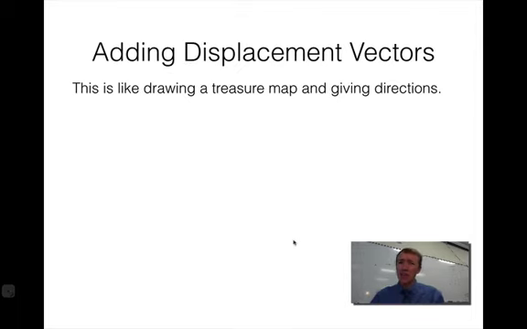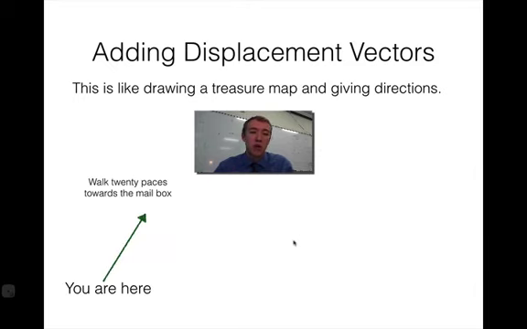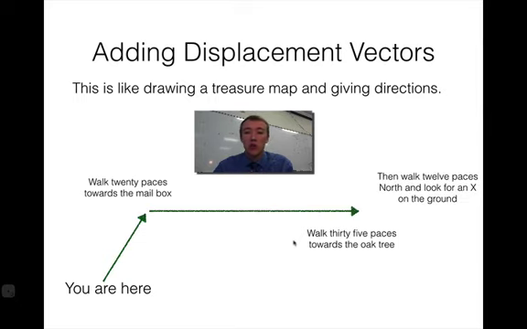All right, let's get into adding displacement vectors. Knowing what a vector is is important. Adding is where they really become useful. It's kind of like drawing a treasure map. You start here, you walk 20 paces towards the mailbox, walk 35 paces towards the oak tree, and then walk 12 paces north, look for the X on the ground. X marks the spot, right?